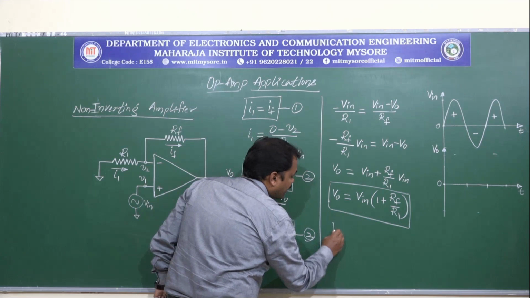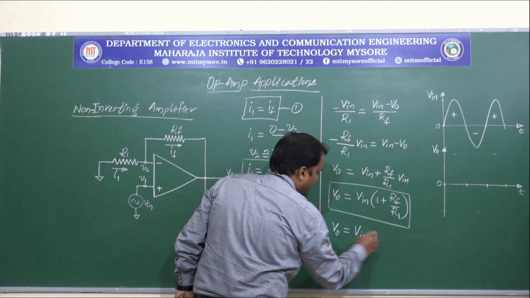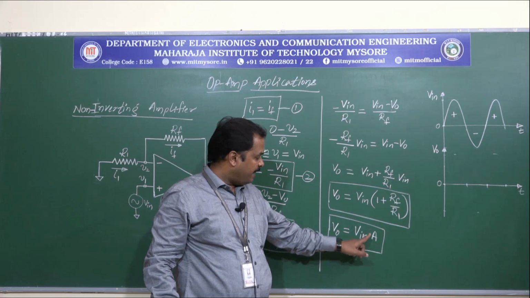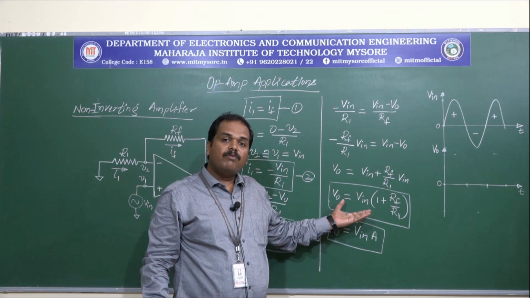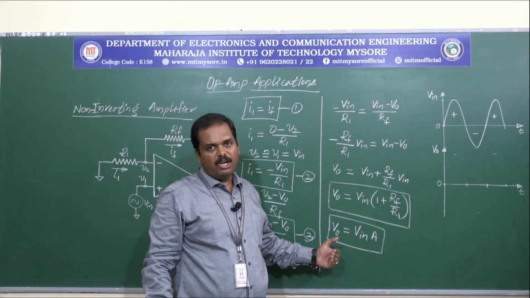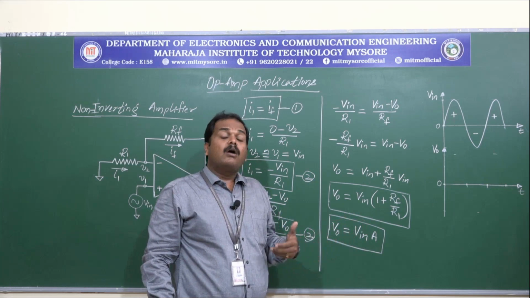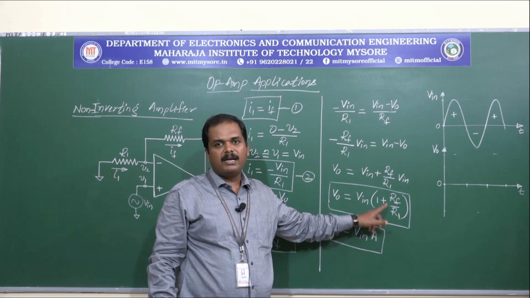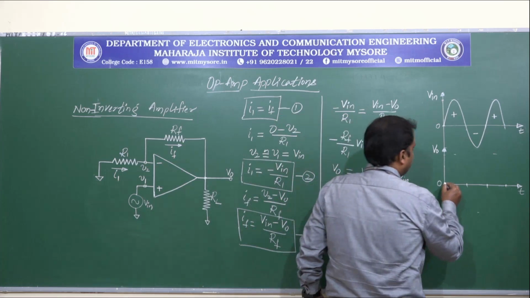So this can also be written as V naught is equal to Vin into A, where A represents the closed loop gain and is given by 1 plus RF by R1. And from this equation, what we can understand is the output voltage will be in phase with the input voltage signal with the gain 1 plus RF by R1. So the gain can be varied by using the feedback element and the input element RF and R1 respectively. So the output voltage waveform would look like this.